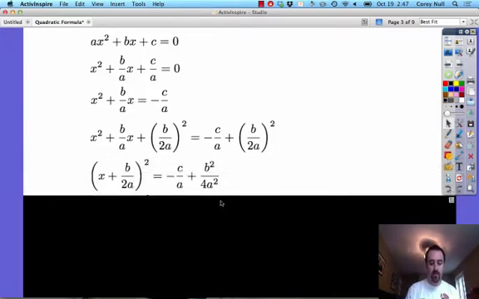Finally, because I've completed the square, I can write the left-hand side as x plus b over 2a all squared, that's what completing the square does, equals the right-hand side, which is negative c over a plus b over 2a squared, and I can square each term. B squared divided by 4, which is 2 squared, times a squared. So I'm going to do two things now.